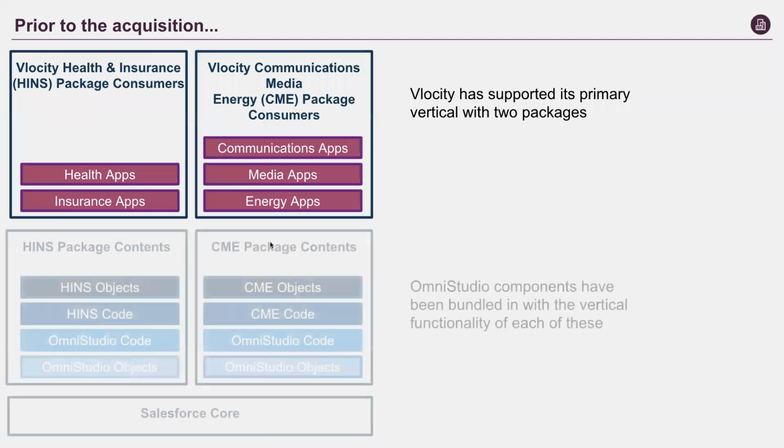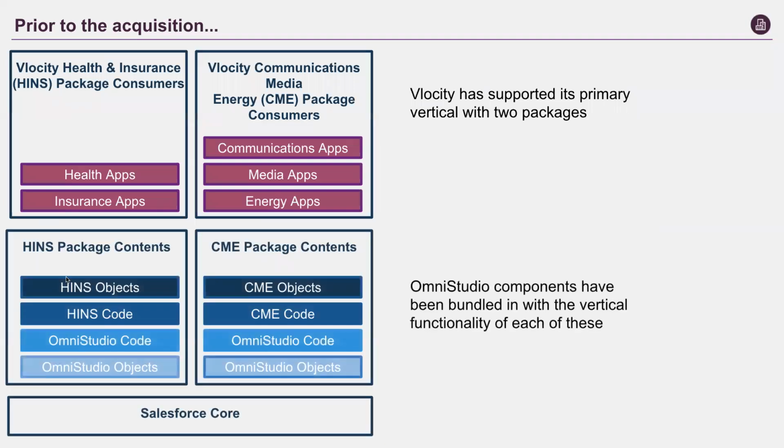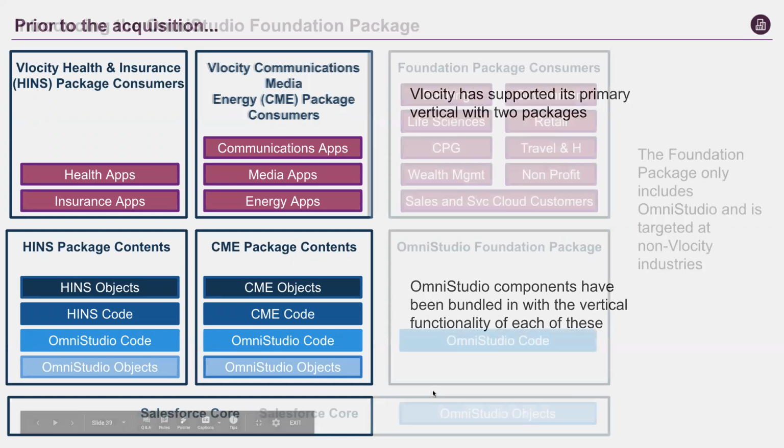And if you look at the contents of those packages, you'd see that they have a combination of objects and Apex classes that are specific to these verticals, but they also have the OmniStudio code and the OmniStudio tooling and metadata objects inside of them as well. And so that's true of both of these. That's where we're at today. Let's talk about where we're going.